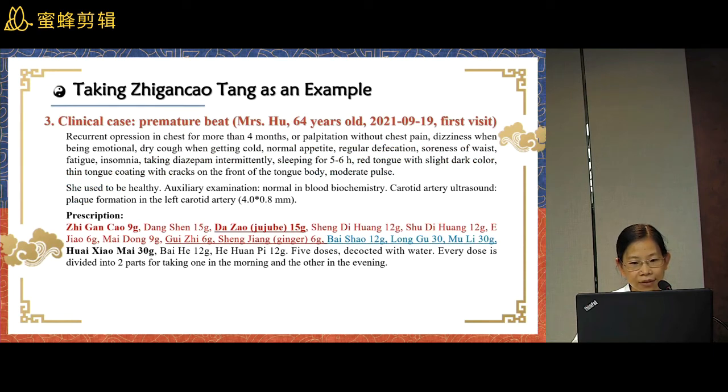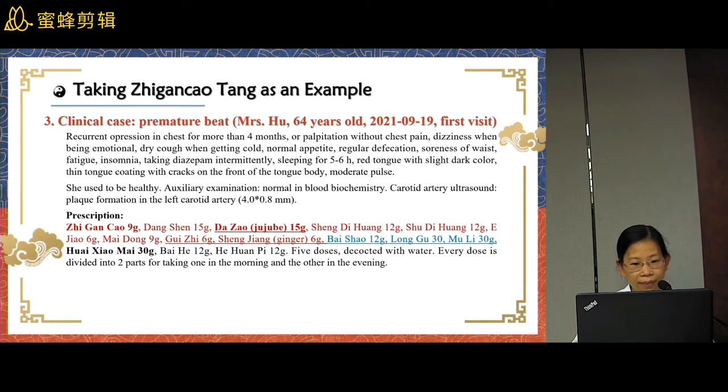Combined with my experience in using 炙甘草汤 clinically, as long as syndrome differentiation is accurate and application of 炙甘草汤 is appropriate, the efficacy is considerable. Recently, a 64-year-old patient came to visit. She had recurrent chest oppression accompanied by palpitation but no chest pain. The symptom lasted for more than 4 months.